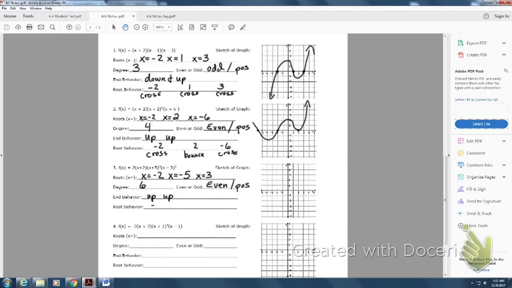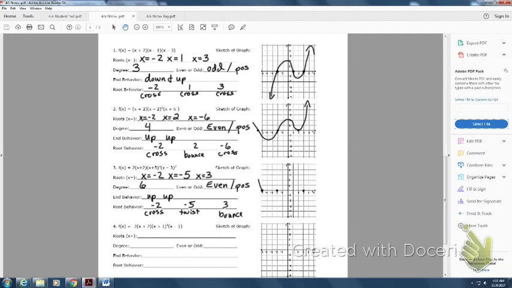Let's go through and write the root behavior underneath each one. At -2, what is that behavior going to be? Cross. At -5, twist. And at 3, bounce. Now we'll see what that twist looks like. I've kind of showed you, just not on a graph yet. So I've got one at -5, one at -2, and one at 3.